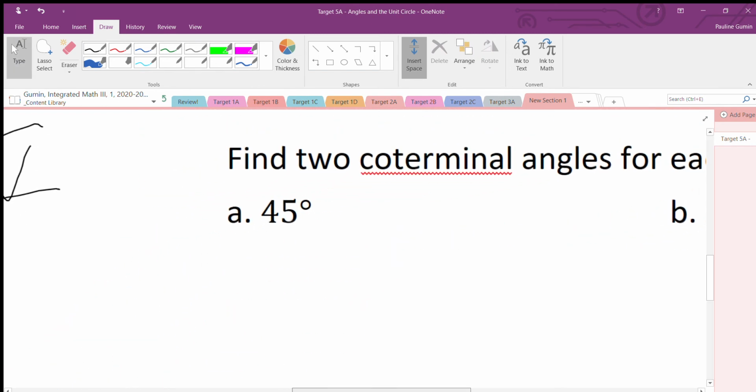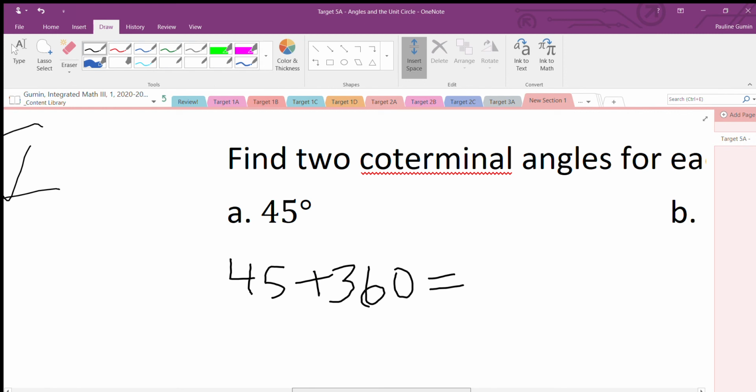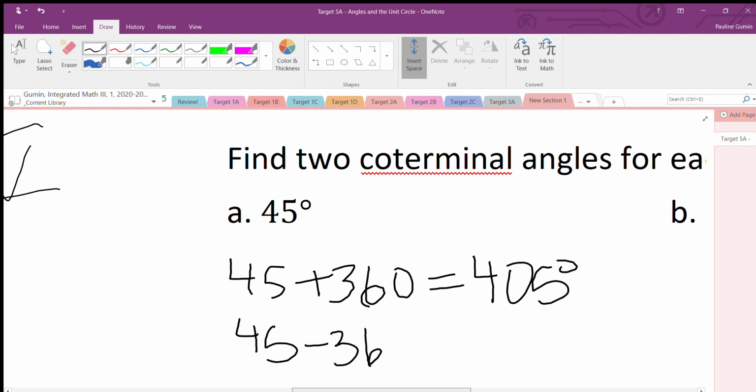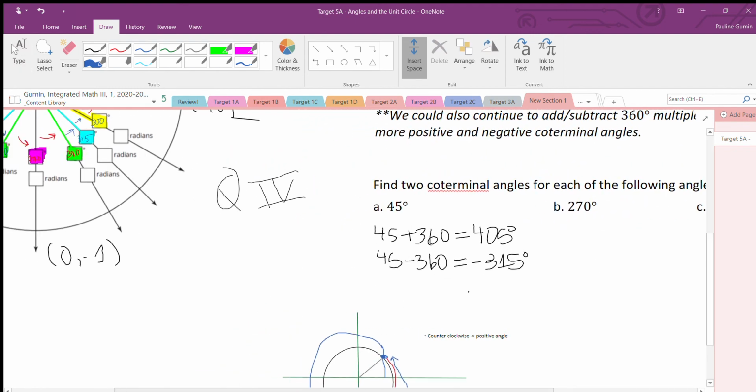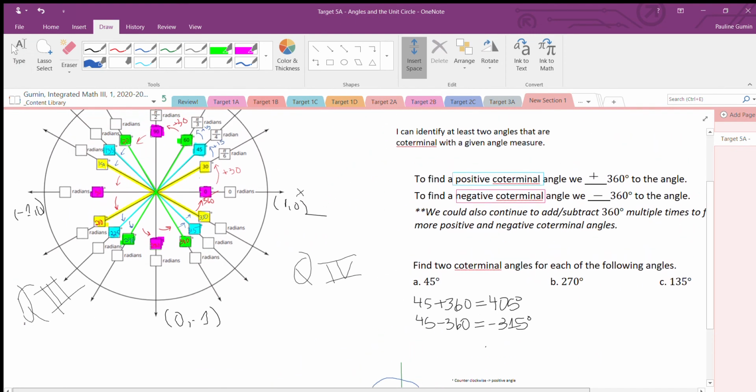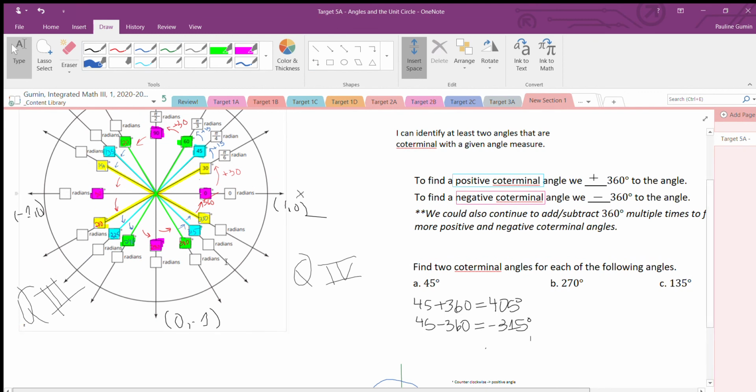All right, 45 degrees. Let's find the coterminal angle there. That means I'll add 360. So that's 405 degrees. And subtract 360. That's negative 315. All right, I'm going to try showing you this, but this might look a little busy because you can't really see me or my hand motions.